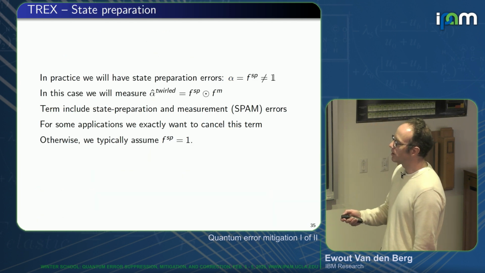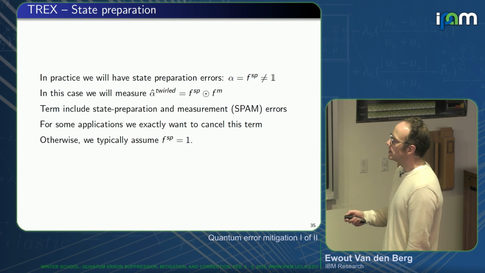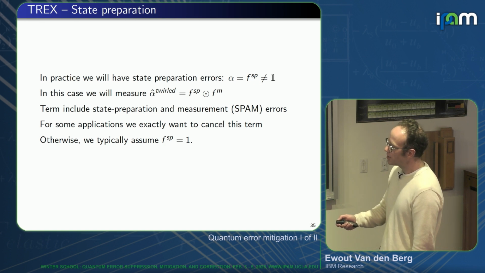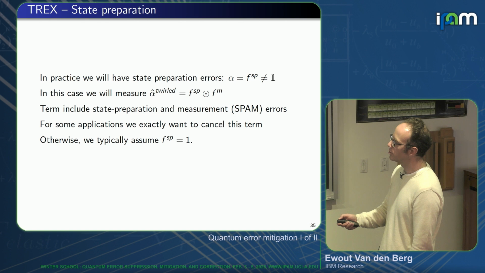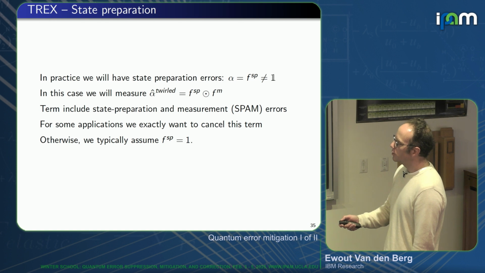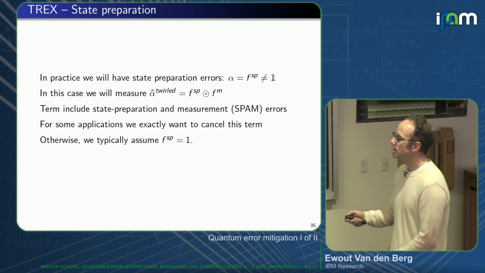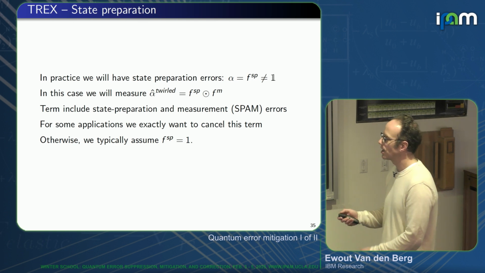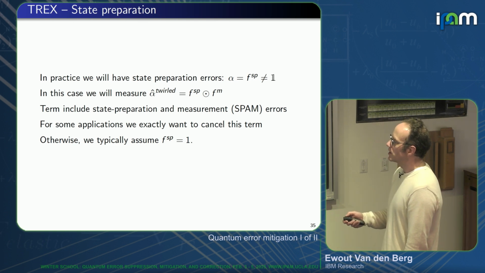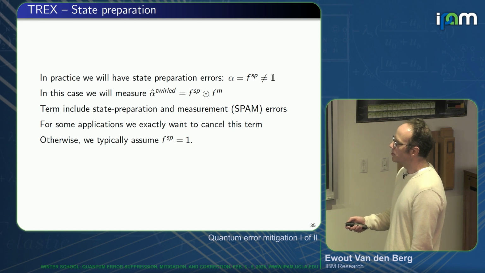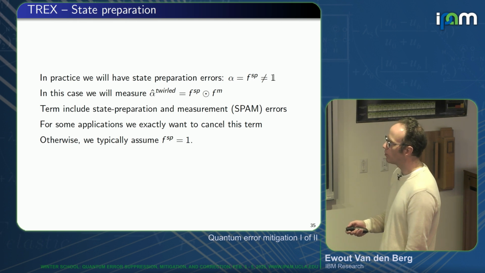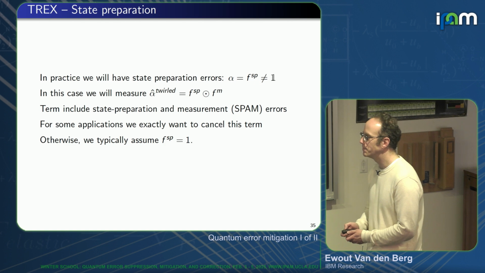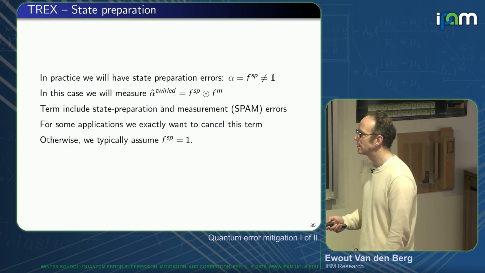If you do have state preparation errors, then what you actually measure as your twirled observable value is the product of the state preparation times the measurement fidelity, and this is hard to separate. Sometimes you may want to try and measure the state preparation error. Often you can just assume it's 1. There are some caveats to that.